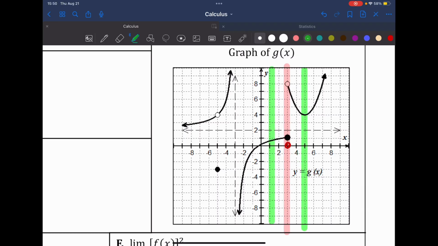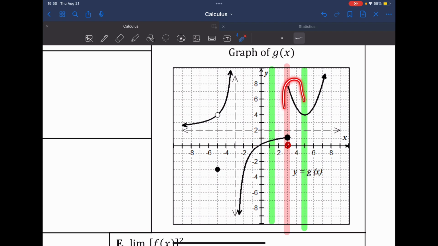So here is my small interval, and I have to check, since it doesn't give us direction, if I get the same limit coming from the left side versus coming from the right side. So coming from the left side, notice that this is the function coming from the left. As it's getting closer and closer to that pink line, or 3, I notice that it's going to approach 1 on the y-axis. So this one is 1.